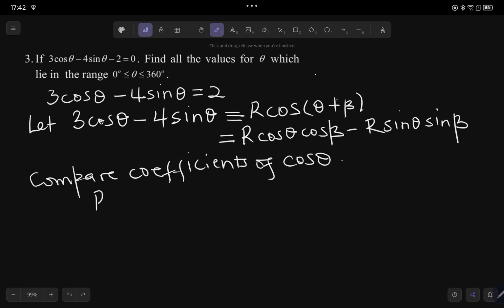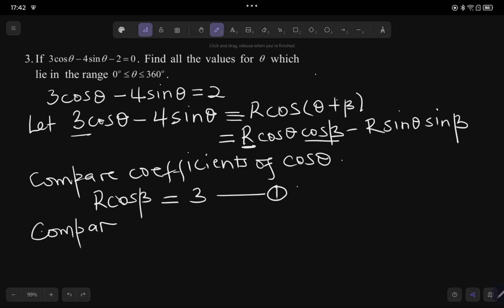So I will have r cos of beta here is equal to 3, or this equation 1. Again, please make sure that your working looks like an essay. Even the one who is scoring your work should be looking at work which flows. Coherence is very important. Don't just be throwing things. They should see where it is coming from.